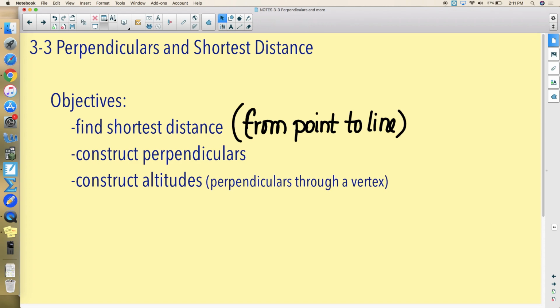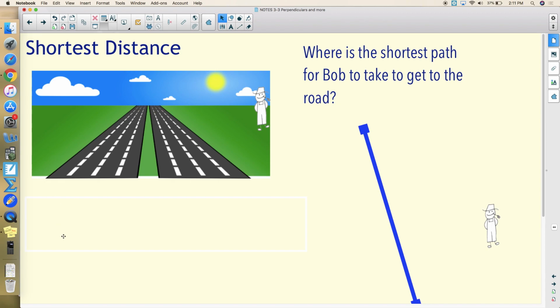We also want to be able to construct perpendiculars anywhere, not just bisectors, and construct altitudes. So in your first thing we need to think about is where the shortest distance between a location and a line are. To give that some context, we're going to have Farmer Bob over here. And Farmer Bob is standing at a location, and points mark locations. And Bob needs to get to the road and the shortest path possible. And by thinking about how he does this, we'll know then how to calculate a shortest path or construct one.